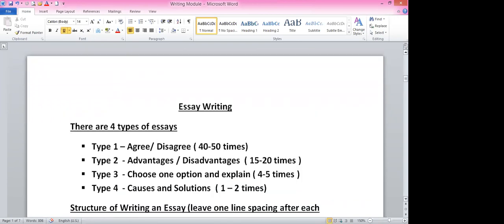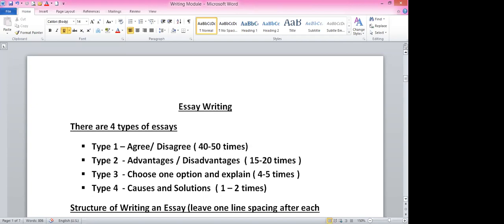So in essay writing, we get 4 types of essays in common. Type 1 is the agree, disagree essay. Agree, disagree essay means you have to give your opinion, your decision, or whichever side you want to support. Whether you agree or whether you disagree, you can't take a neutral side. Given a statement, do you agree with it? Write in favor of that, why you agree with it. If you disagree with it, write reasons why you disagree with it.